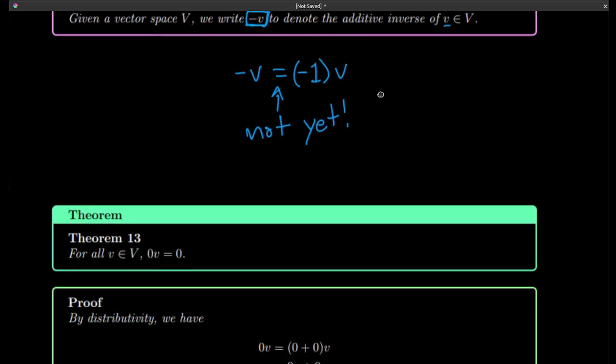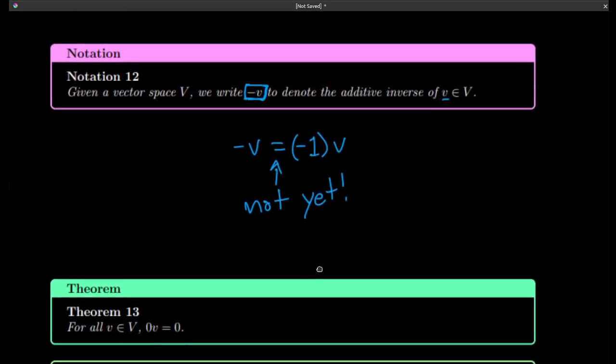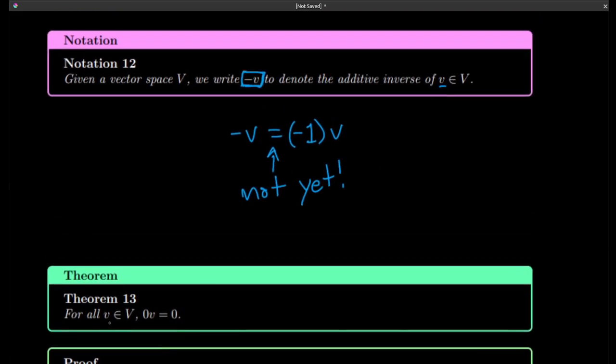Let's see if we can get to proving that. To get there, we'll need to do a little tiny step. First off, we're going to say, hey, for all V in V, if I scale V by 0, that is, by the additive identity of the field, then I get back the additive identity of the vector space. That's kind of nice. If I scale by the additive identity of the field, I get back the additive identity of the vector space.